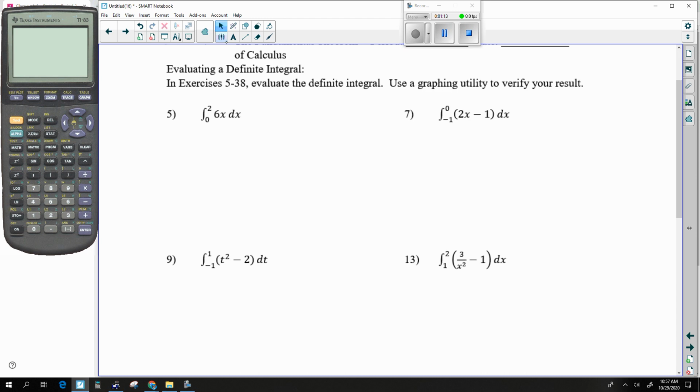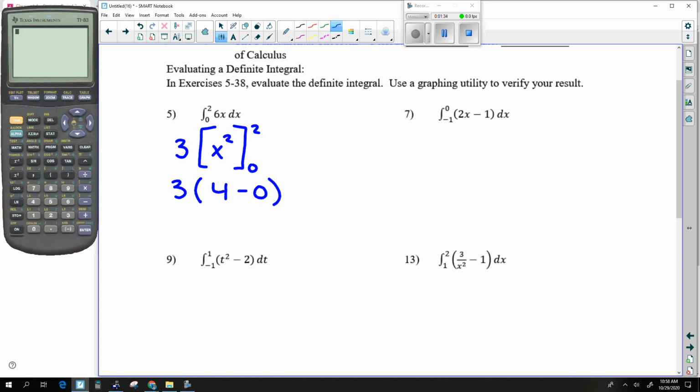The idea behind taking a definite integral is we integrate, obviously. So this is going to be x squared divided by 2. I exclude any singular constants, and I'm evaluating this from 0 to 2. So this is going to be the evaluation at 2 minus the evaluation at 0. Pretty straightforward.